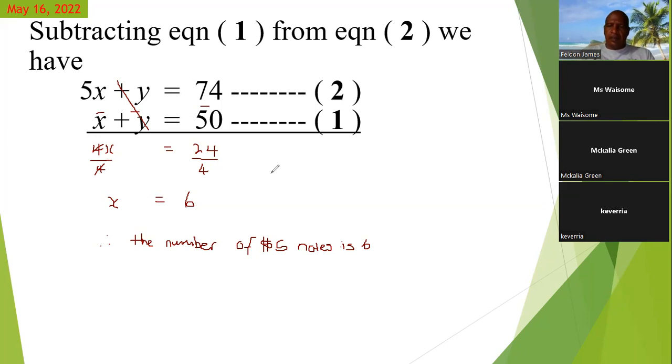Guys? Sir, substitute. What would we substitute? The value for y, sir. No, but we don't know the value for y. Remember, we only eliminated y, we didn't find a value for y. So that's what we're trying to do now. To find a value for y, we now have to put back x equal to 6 in one of the equations above. So we substitute x equal to 6 in equation 1 or equation 2.